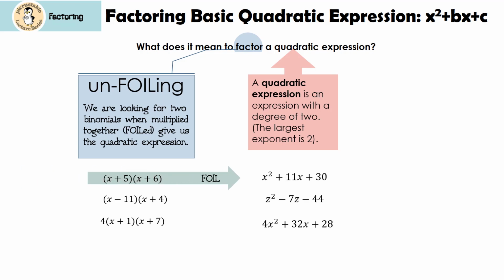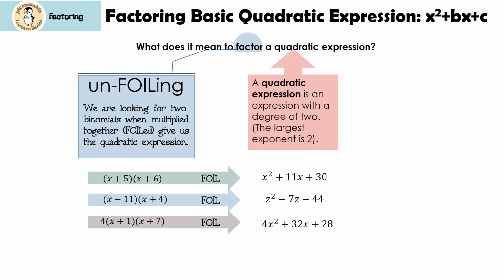Because if I FOIL this, I get x squared plus 11x plus 30. Foiling this, I get z squared minus 7z minus 44. And finally, foiling that, I get 4x squared plus 32x plus 28. So in this case, we're going to go backwards. We're going to be given the quadratic expression, for instance, x squared plus 11x plus 30. And we're going to be asked to find the binomials x plus 5 times x plus 6.